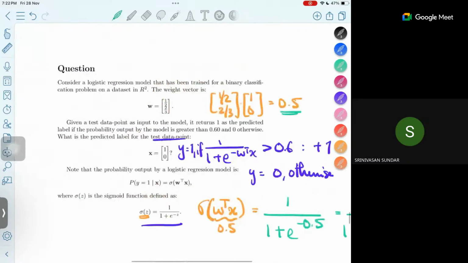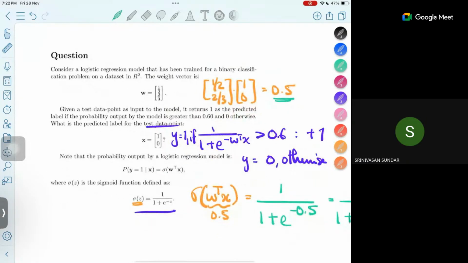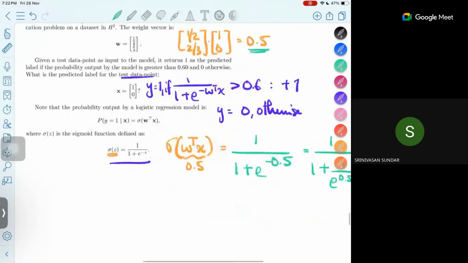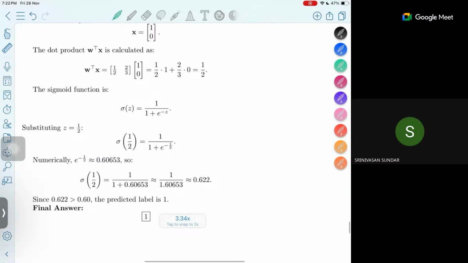So we denote it as the +1 class. Is anything else asked? They're just asking what the predicted label is, that's all. So it is +1.